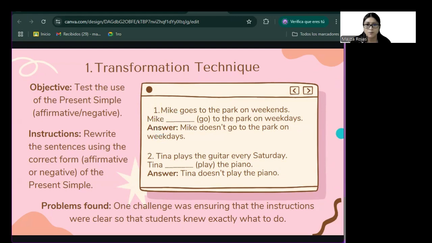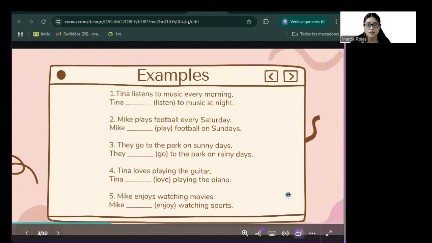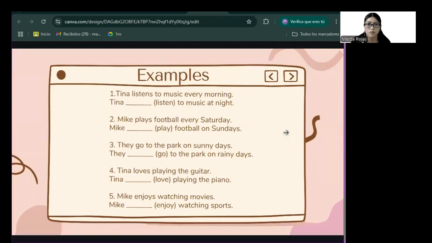This kind of exercise helps assess their understanding of affirmative and negative forms in the present simple. One challenge was making sure that the instructions were clear so that students knew exactly what to do. So, for example, here: rewrite the sentences using the correct form in parentheses to specify affirmative or negative. And here I put 5 more examples with the same structure.